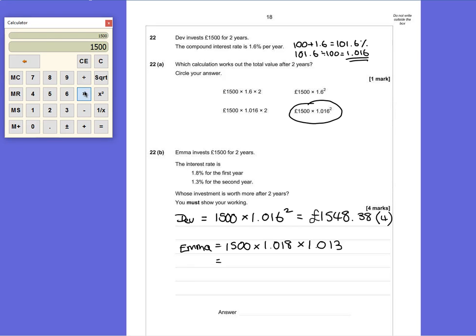1,500 multiplied by 1.018 multiplied by 1.013 means that Emma would end up getting £1,546.85p. So at the end of the day, Dev gets a better deal after 2 years with 1,548, which is about £1.50-ish difference. Remember, in the answer it says whose investment is worth more. The answer is Dev, with all the working out above.